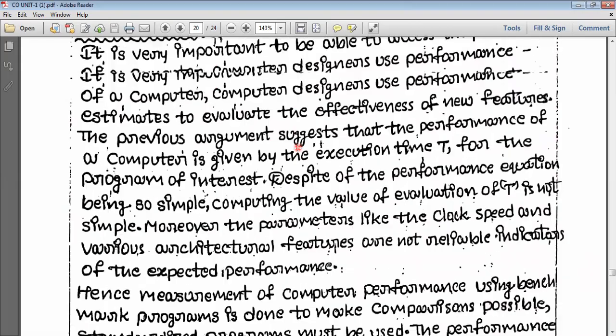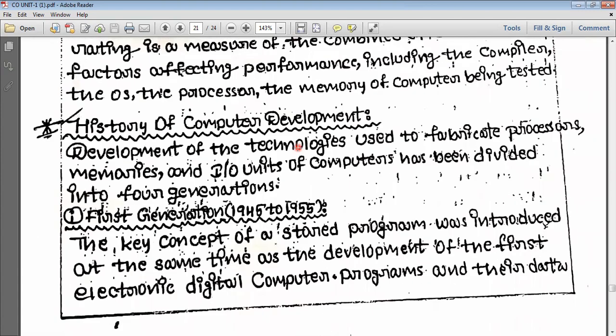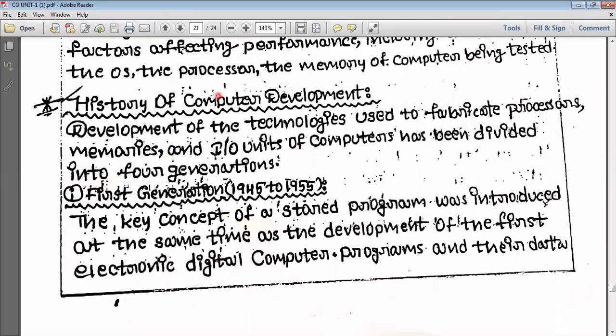Now we start the next topic, that is history of computer development. Here, if you take the history, actually computers as we know them today have been developed over the past 60 years. A long, slow evolution of mechanical calculating devices preceded the development of computers.